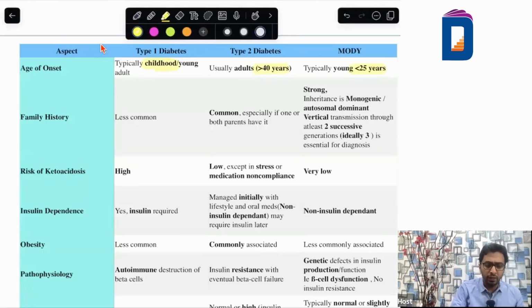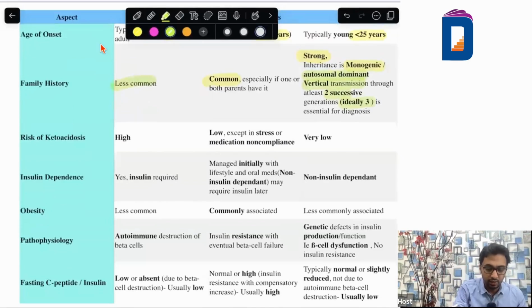Okay. Now, please note, family history is very common in MODY, and it is a very strong inheritance, monogenic Mendelian, one gene involvement. Okay, one gene is influenced. Whereas type 2 is polygenic. I have to confirm that, but yes. Monogenic, autosomal dominant. Okay, this is important. And as I've told you, vertical transmission, 2 successive, ideally 3 generations. And as you have seen, in type 1 family history is less common. The identical twins and all we said, isn't it?